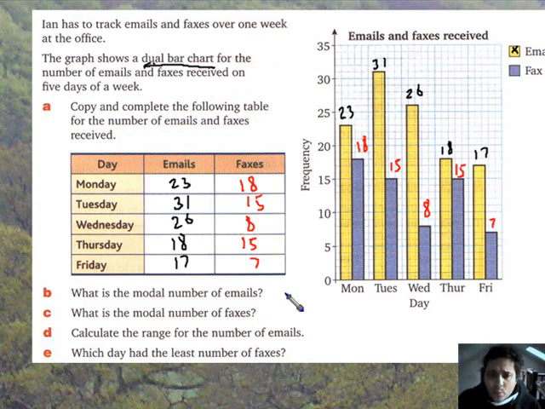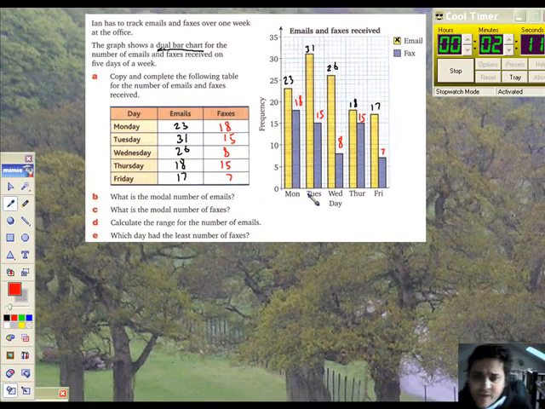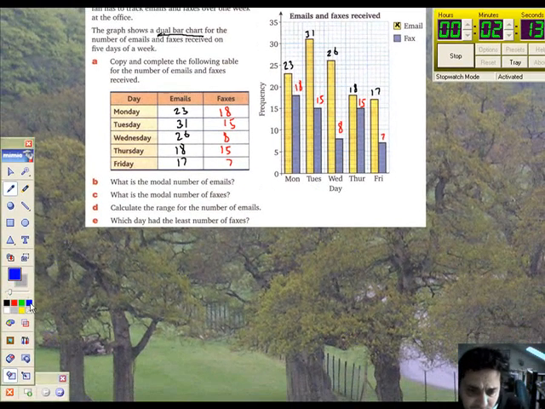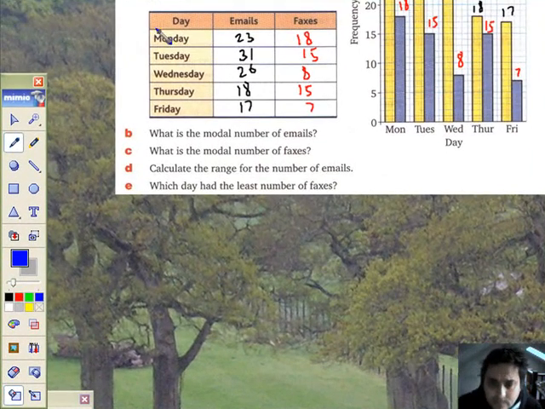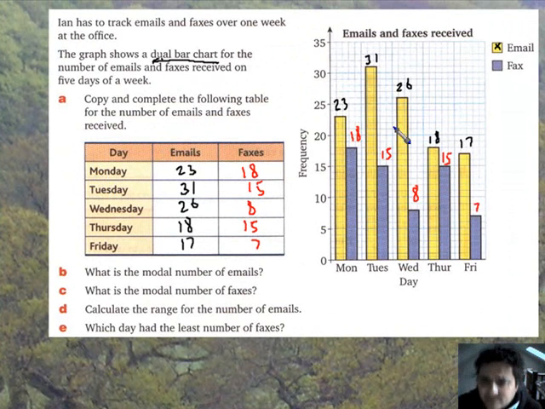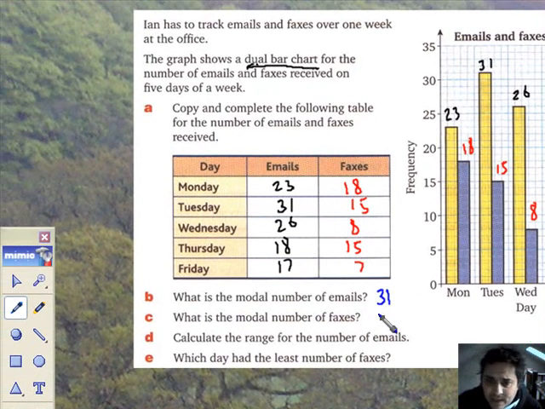Okay, now next part, what is the modal number of emails? Well, the mode is the most common number. What is the modal number of emails? The most common number of emails sent is 31. What is the modal number of faxes? Faxes, biggest bar is that one, 18.